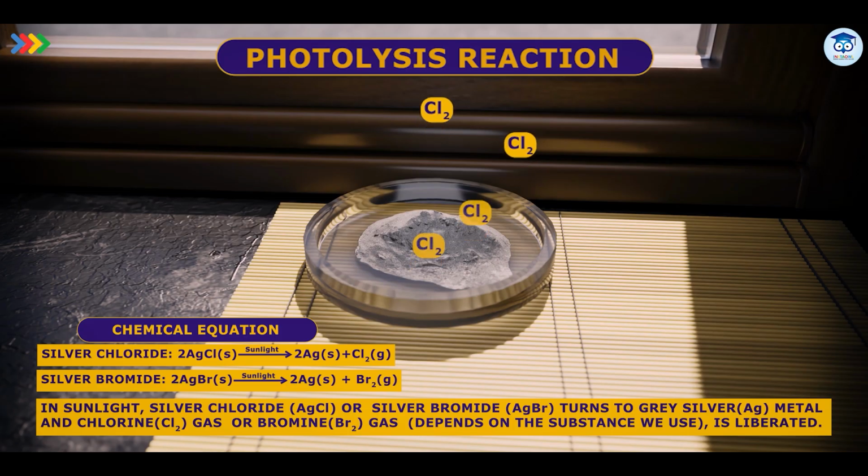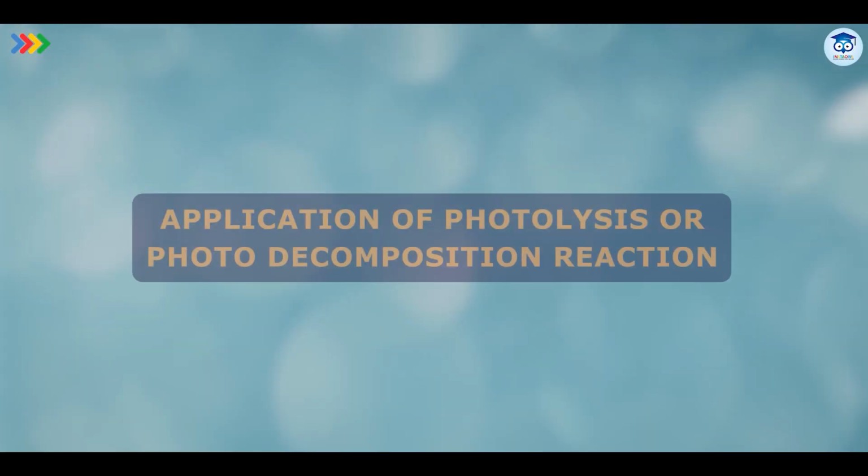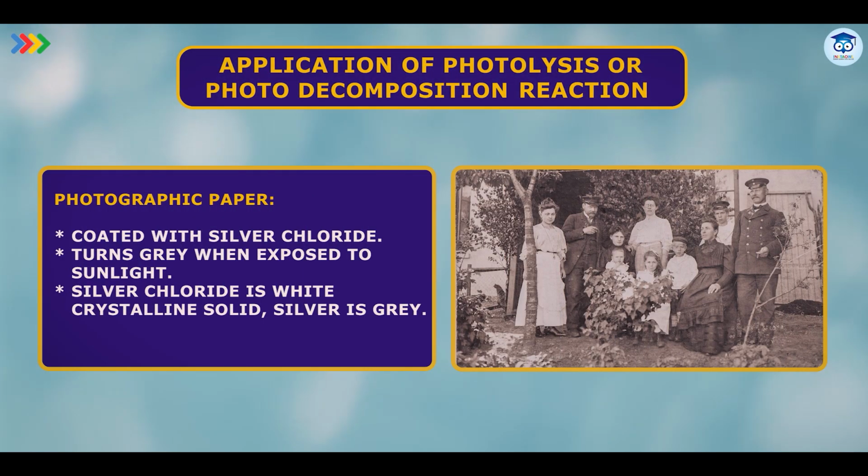This shows a chemical reaction in which AgCl or AgBr, AgCl is white in color initially. In sunlight, it will give us silver, which is a grey metal, and chlorine gas is liberated. Now, there is a very important application of AgCl and AgBr. Silver chloride and silver bromide are utilized for black and white photography. It is used as a photographic paper coated with silver chloride. It turns grey when exposed to sunlight. Silver chloride is white and silver is grey in color.